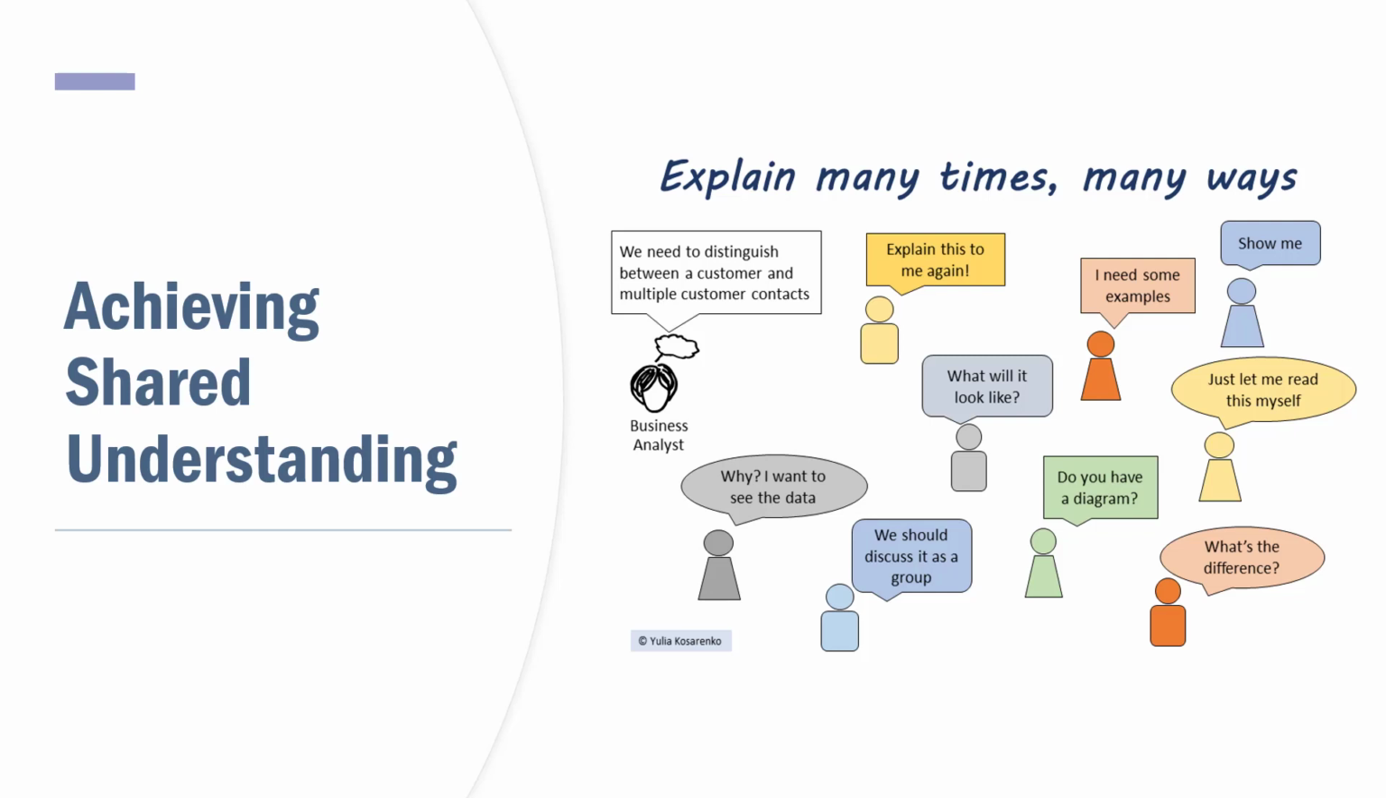And as you see in this picture, we may have stakeholders from different groups that just need information in different ways. Someone wants this to be explained to them, maybe one-on-one. Someone likes to see the data. They understand the data much better. Someone likes a group discussion. This is how they achieve a better understanding, by hearing everybody else talking about it. Someone, and I'm probably one of those people, wants to see a diagram because it helps them visualize. Someone wants to see demos or prototypes or wireframes or some examples.